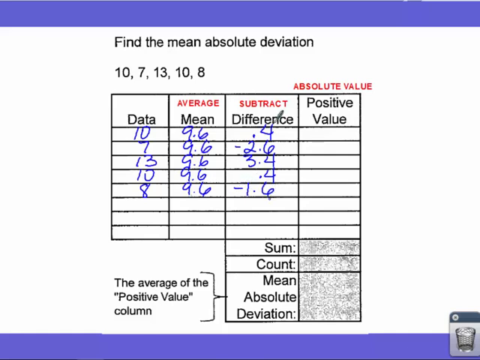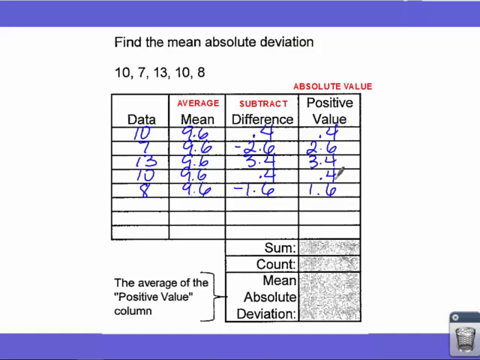Now I'm going to take each one of these differences and I want to calculate its positive value. So I'm just going to copy each of these values over again and make them positive. So 0.4, 2.6, 3.4, 0.4, and then 1.6. Now to find the mean absolute deviation, I need to find the average of these distances because I want to know the average variation in my data set.